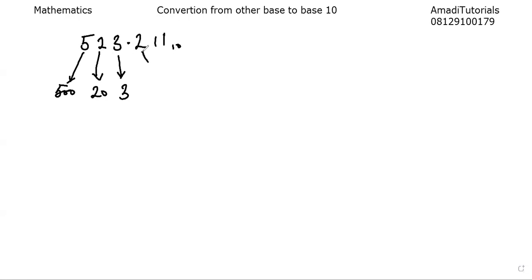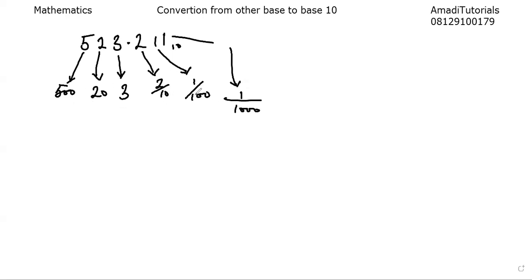And then the numeric value of 2 there is 2 over 10, or 2/10. And then 1 there is what? 1 over 100. And this last one there is 1 over 1000.